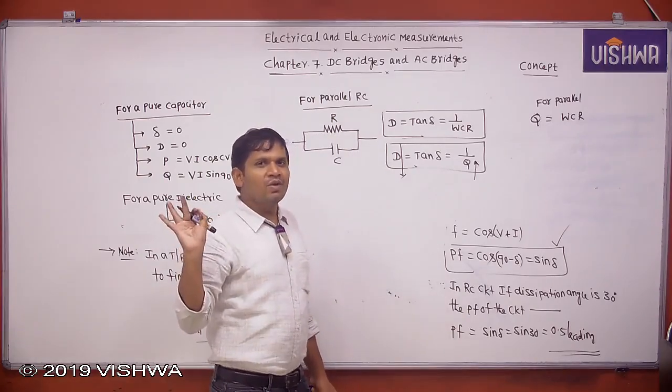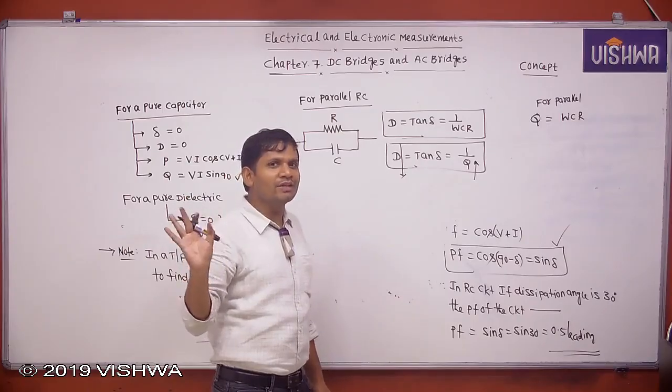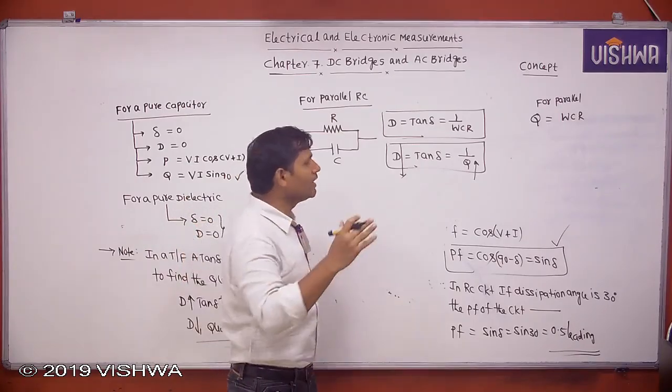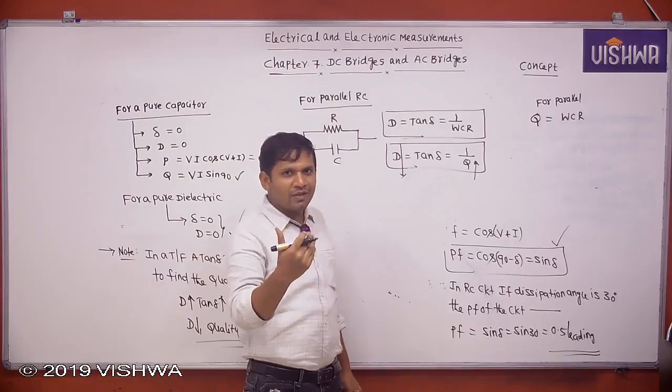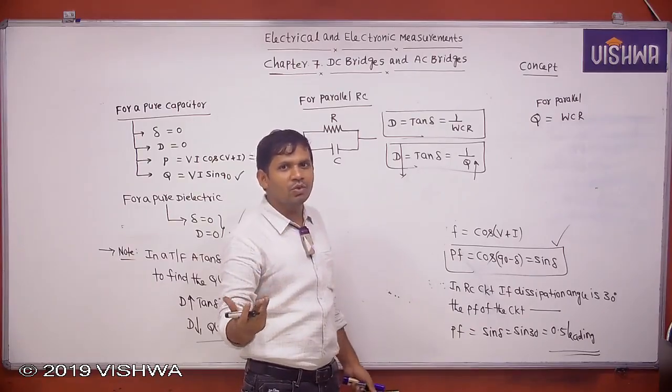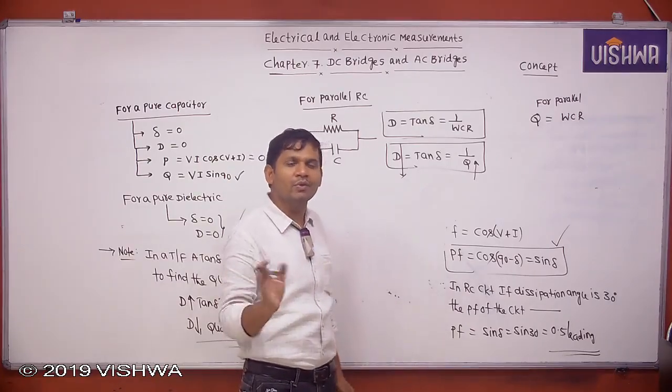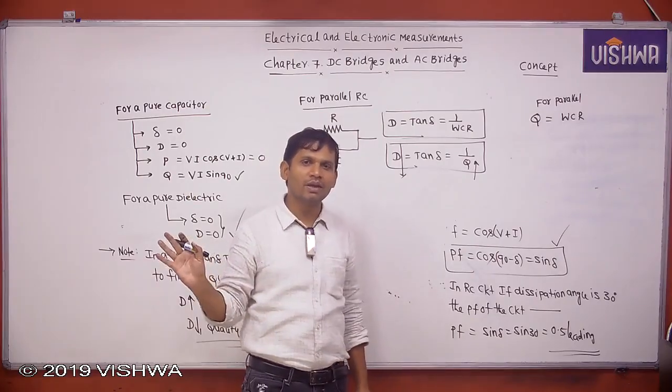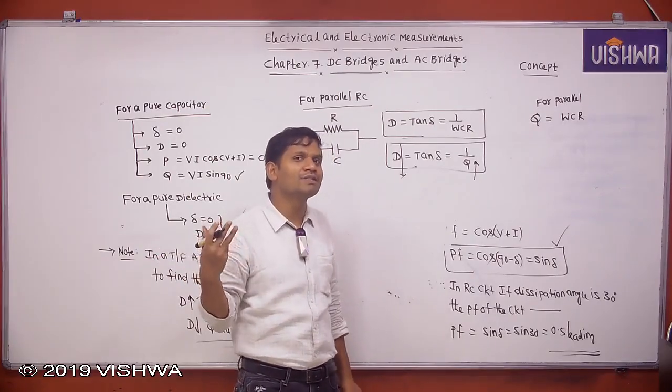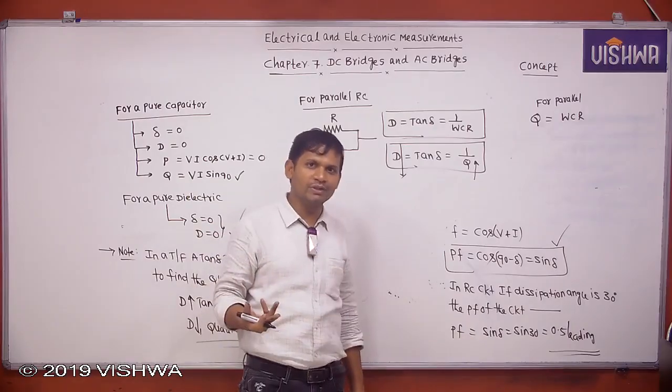Clear? Understand? Quality factor does not have any units. It is a constant value. I am telling that now: XL by R. What are the units of XL? Ohms. What are the units of resistance? Ohms. It's a constant value only. You don't have any units for quality factor. Even the dissipation factor is also a constant value. It does not have any units.